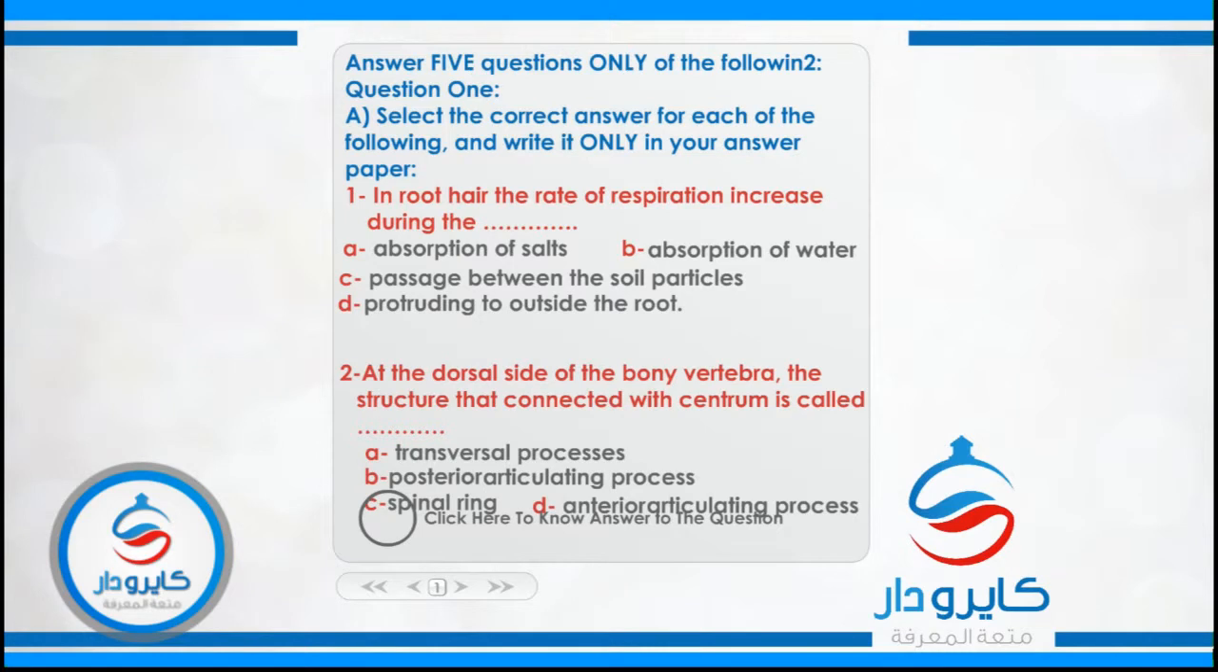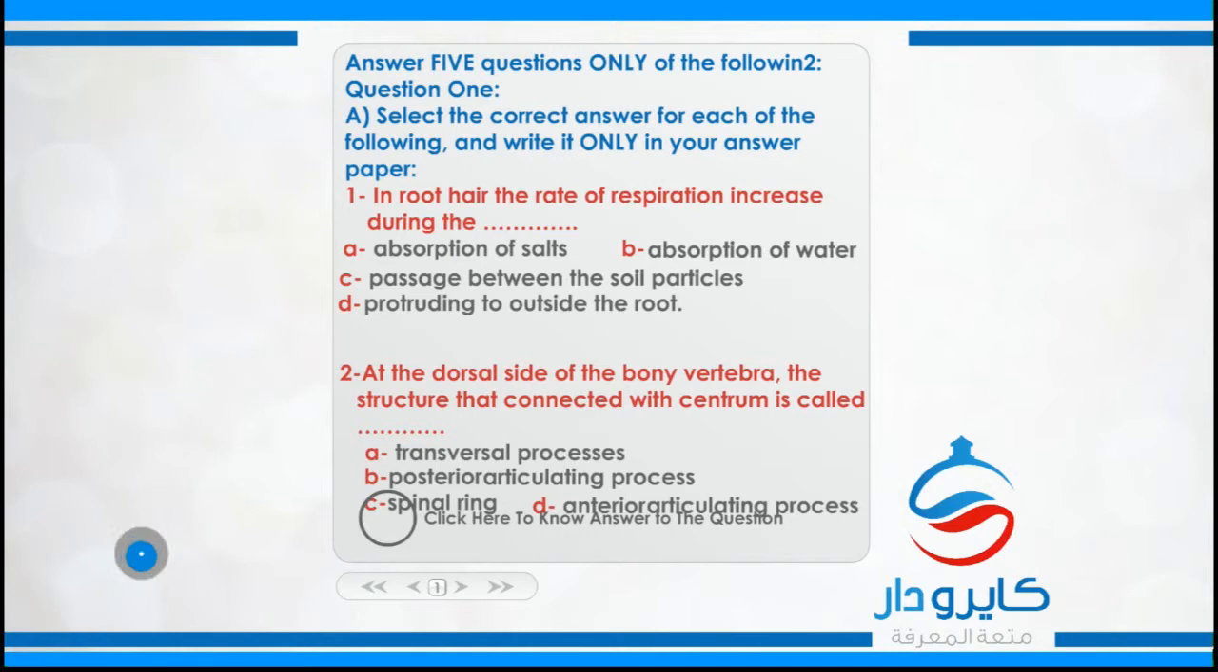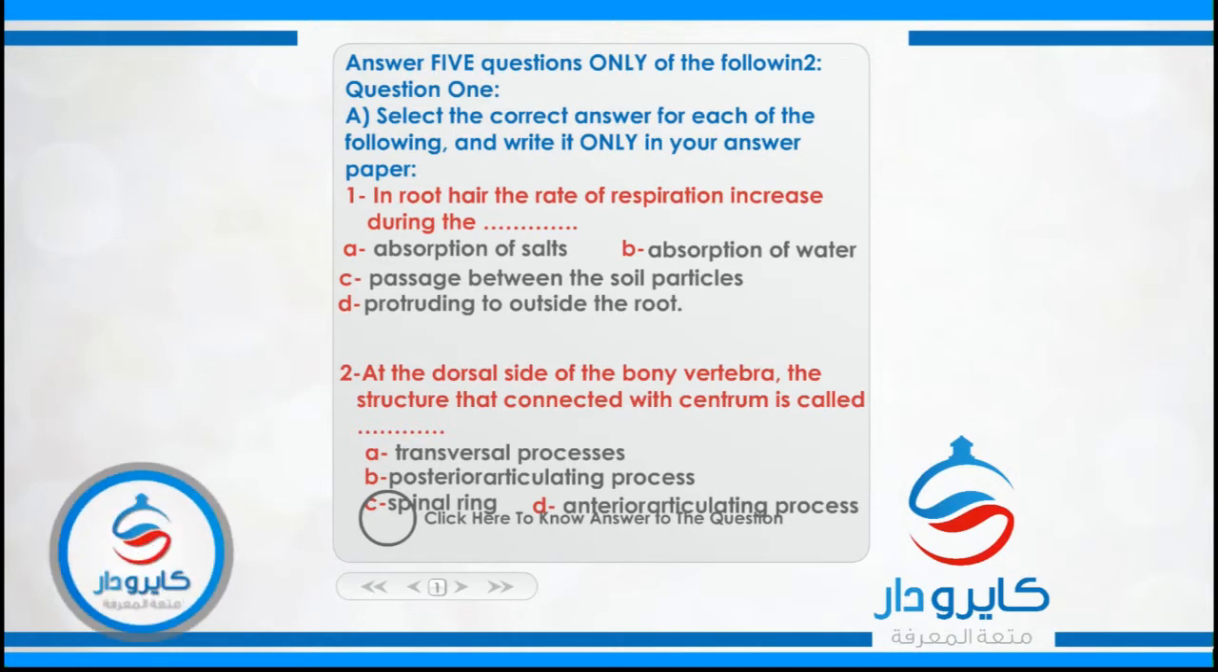The second part of the first question: at the dorsal side of the bony vertebra, the structure that connects with the sternum is called: A, transversal process; B, posterior articulating process; C, spinal ring; D, the anterior articulating process. The question asks about the part that connects with the sternum at the dorsal side. So the part is the spinal ring, located at the dorsal side of the centrum.